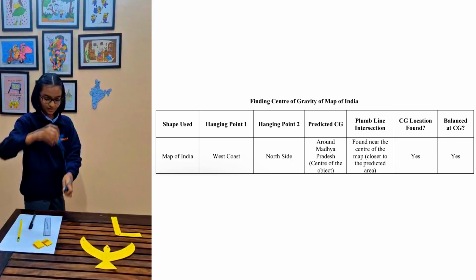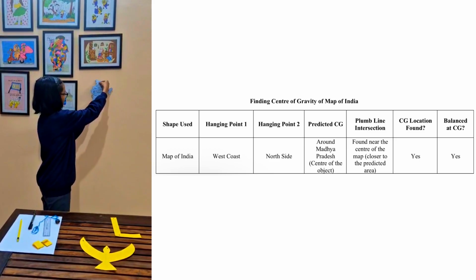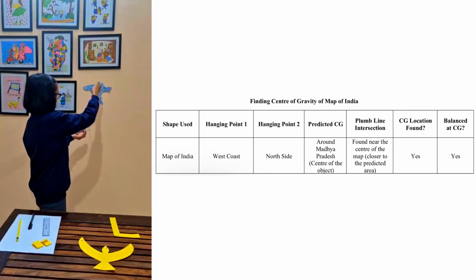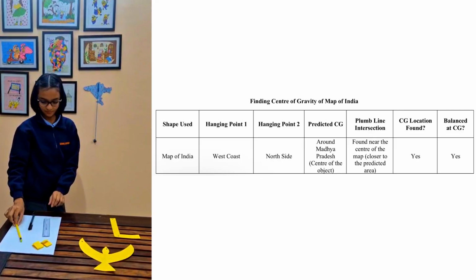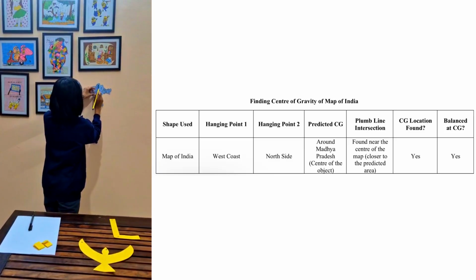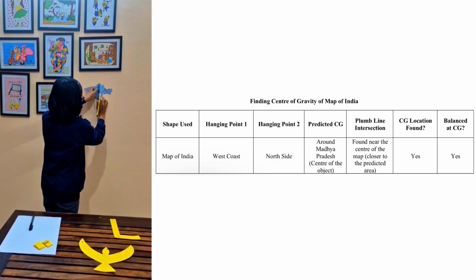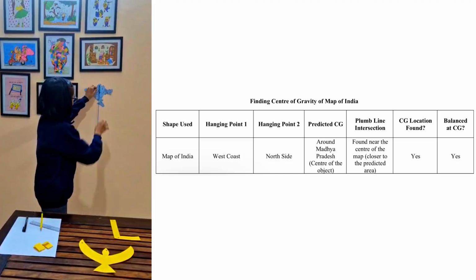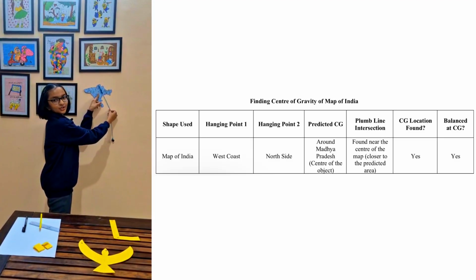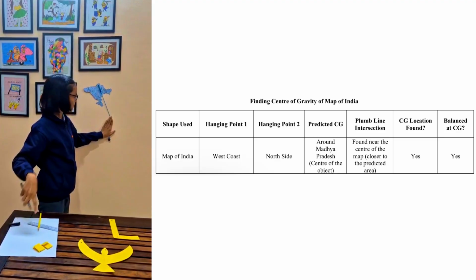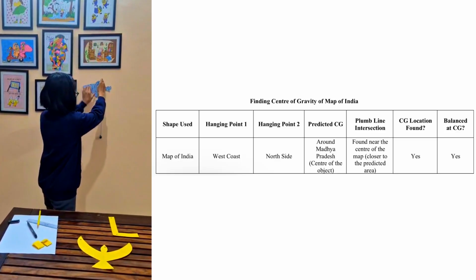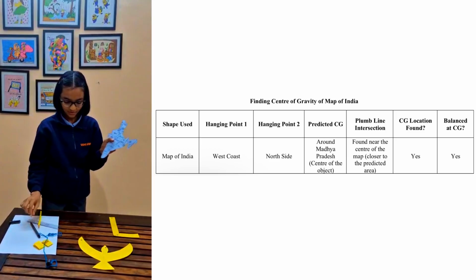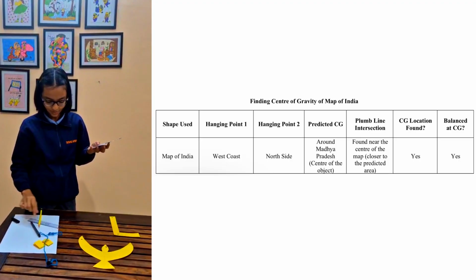Now let us change the point at which the map of India is hanging to the other punched hole. Let us suspend the plumb line and let it rest. At the point where the plumb line settles, we draw a straight line. As you can see, this is the point where the two lines intersect. This point is located in Madhya Pradesh, which is the center of gravity.